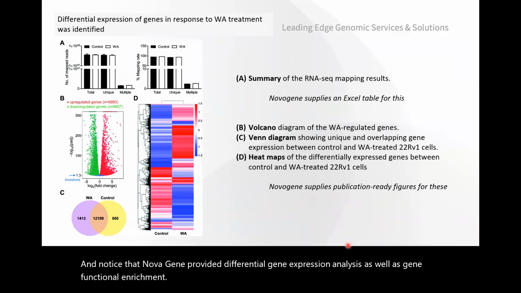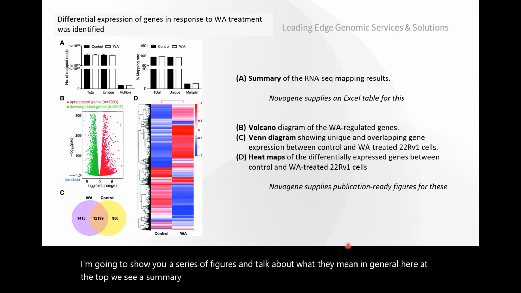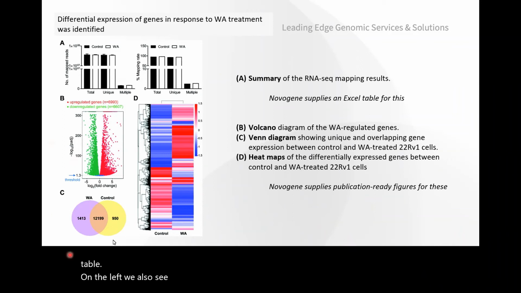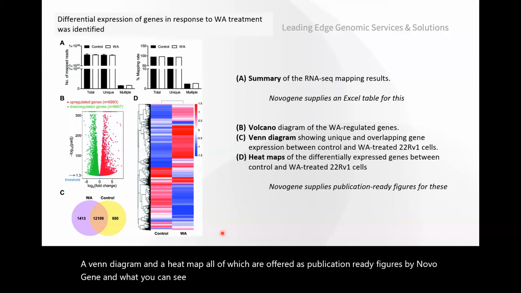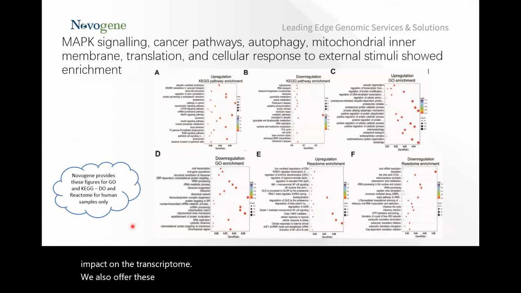I'm going to show you a series of figures and talk about what they mean in general. Here at the top, we see a summary of RNA-Seq mapping results, which Novogene provides as an Excel table. On the left, we also see a volcano diagram, a Venn diagram, and a heat map, all of which are offered as publication-ready figures by Novogene. And what you can see is that the treatment, the differential use of WA, did have a huge impact on the transcriptome. We also offer these kinds of figures for GO and KEGG.